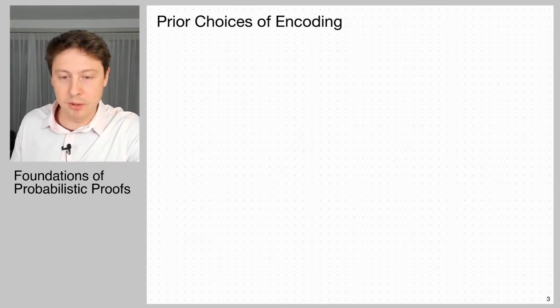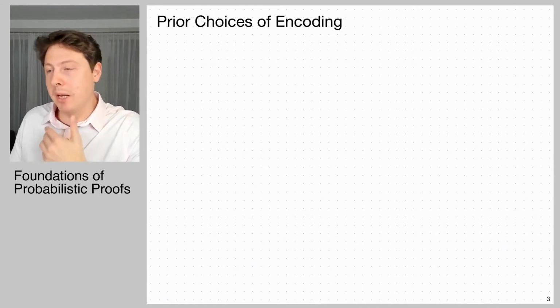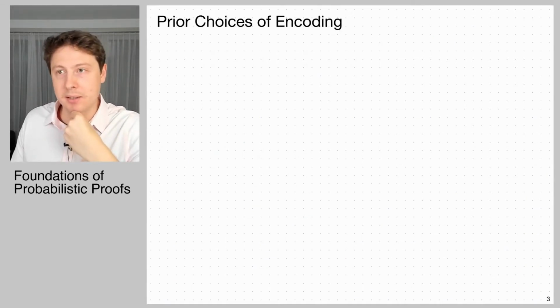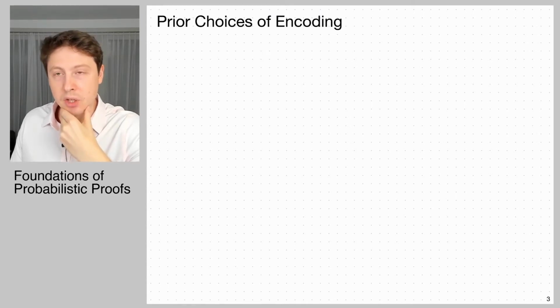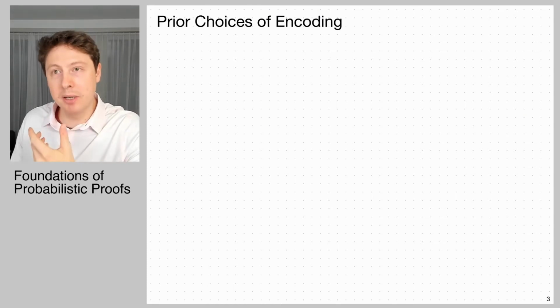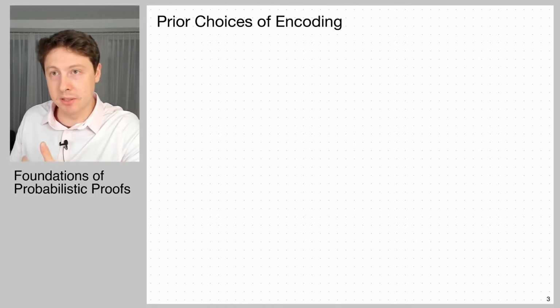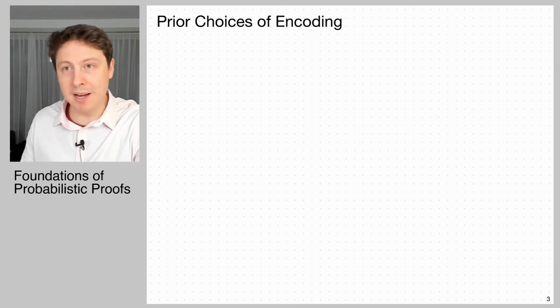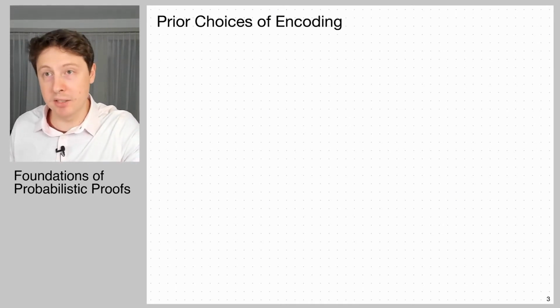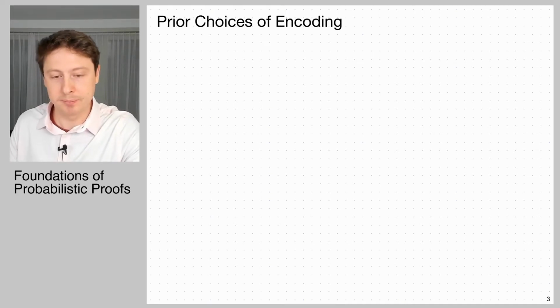Anyways, before we get to what to do for this linear size regime, it would probably be helpful to take a step back and see what kinds of encodings we've used in the past, because they're going to help suggest what encoding we should consider to achieve linear size proofs.